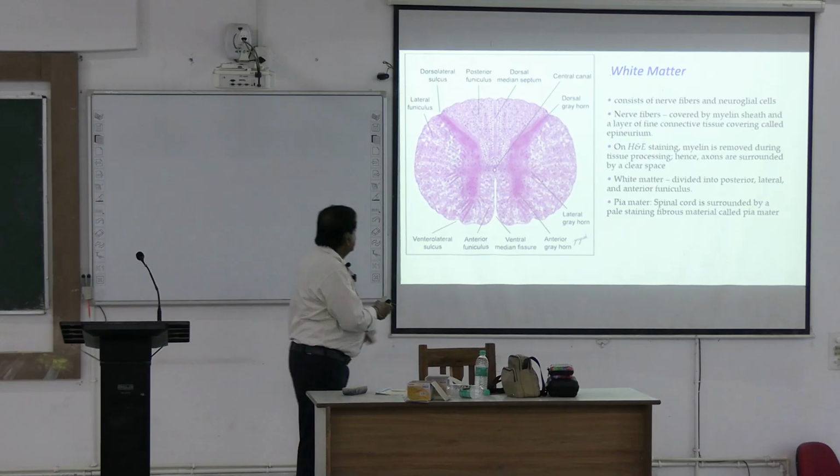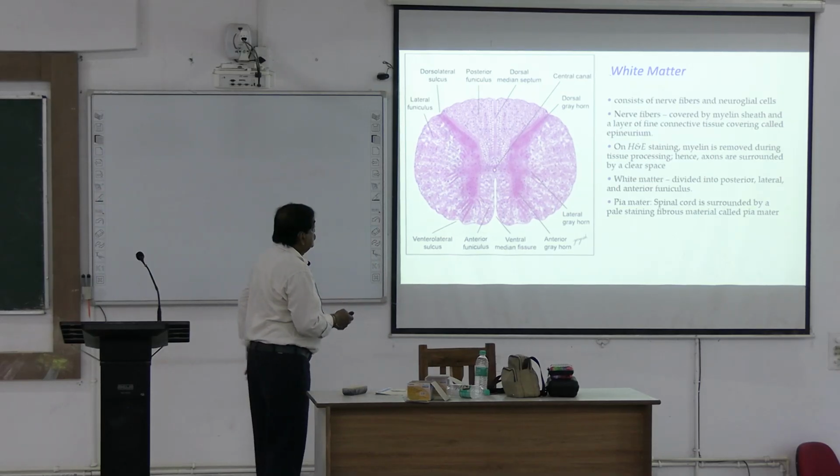So, white matter is divided into posterior, lateral, anterior funiculus. In H&E staining, myelin is removed during tissue processing. Hence, axons are surrounded by a clear space. These spaces, this is the space. Only the nuclei are visible. White matter is divided into posterior, lateral, and anterior funiculus.